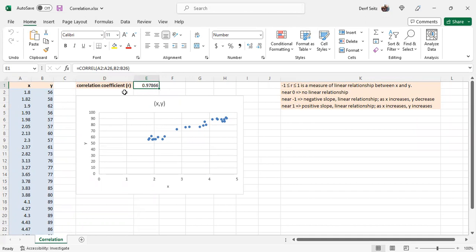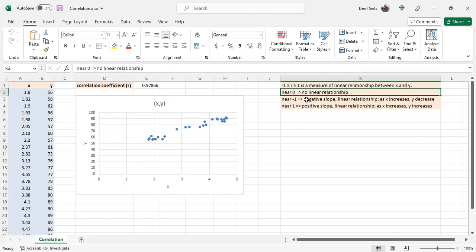A correlation coefficient is a measure of the linear relationship between the variables X and Y. You can see the comments over here. It ranges from -1 to 1. If it's 0 or near 0, that indicates no linear relationship.